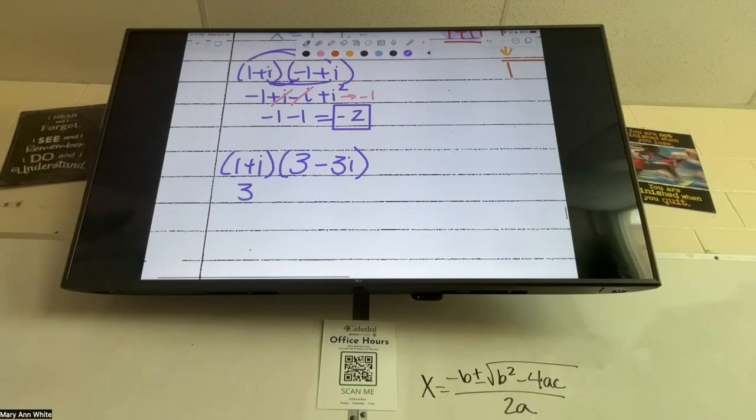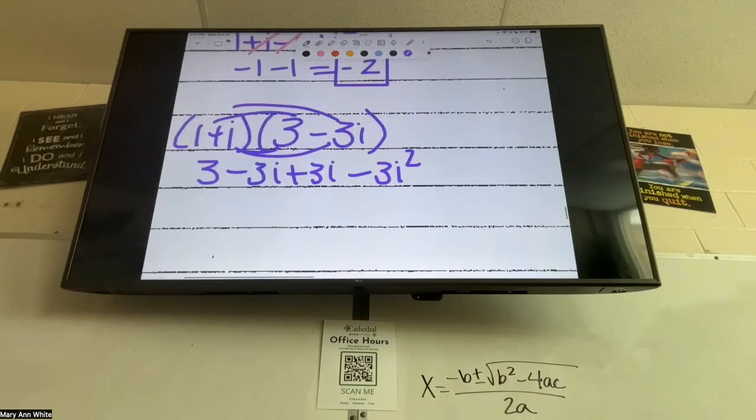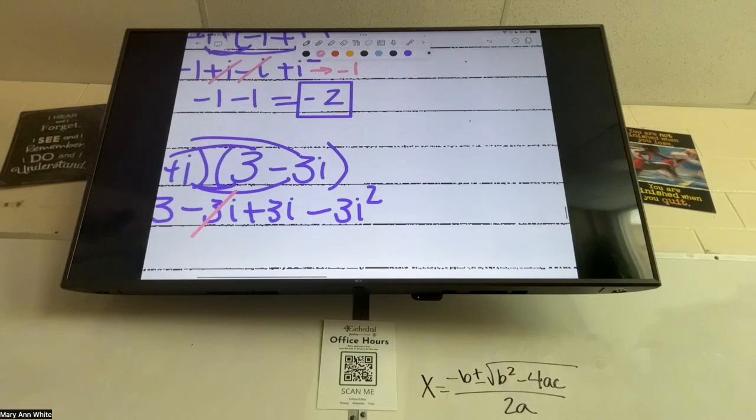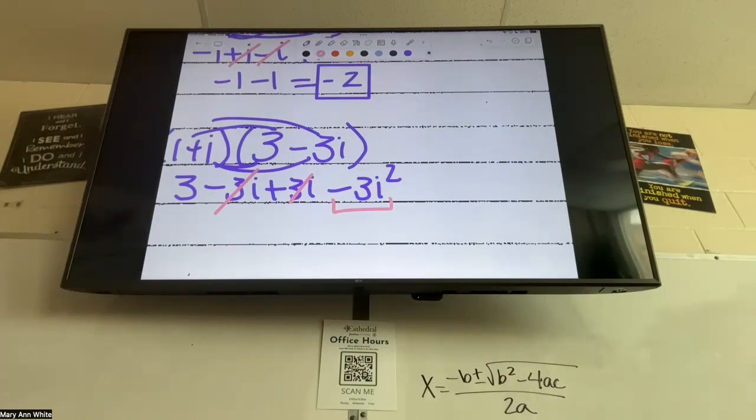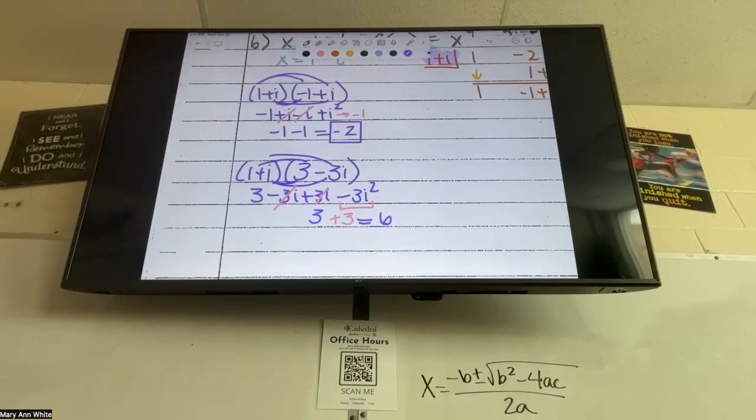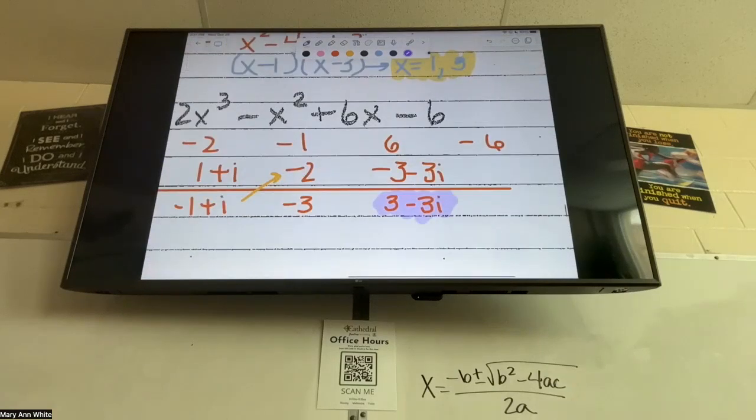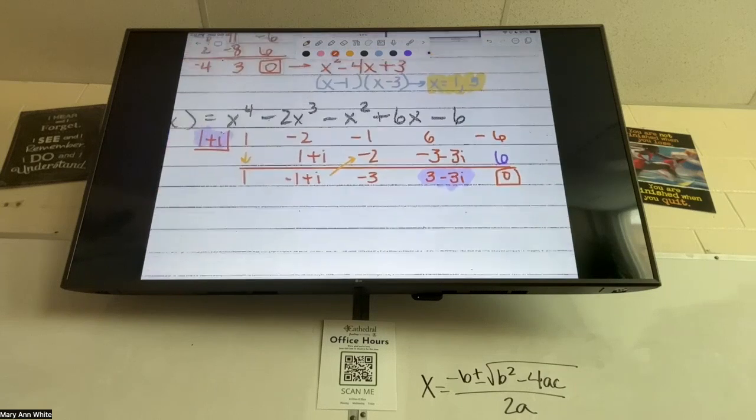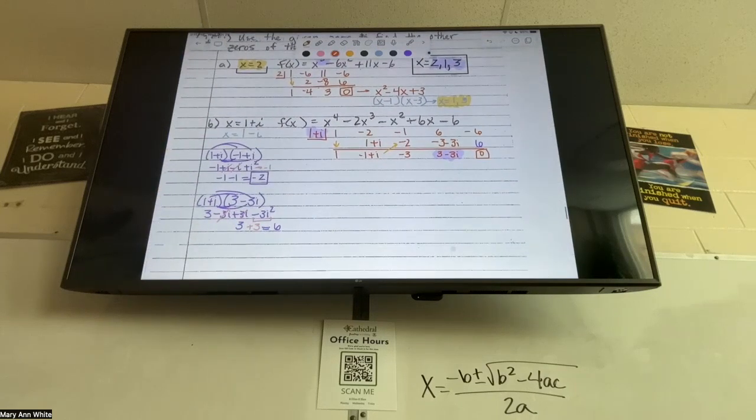So I get 3 minus 3i plus 3i minus 3i squared. So those cancel, and then this -3i squared becomes a +3. So I got 3 plus 3, which is 6. Which is great, because I've got a -6 up there. That's what we did, and we're going to do it again. This next time is easier, I promise you, because a lot of it is going to cancel.